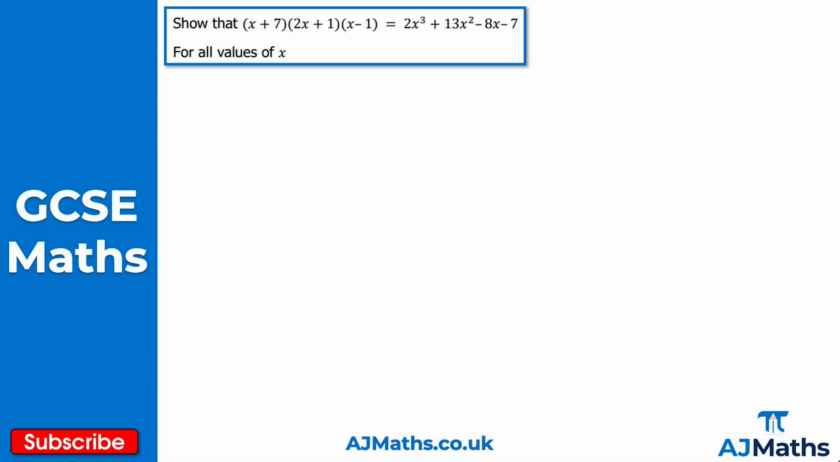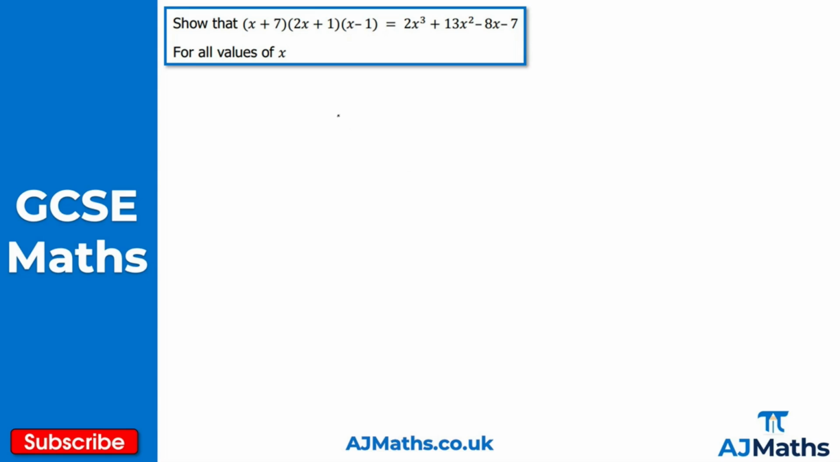Moving on to question 4 now, we're asked to show that this product here, these three brackets, is equal to 2x cubed plus 13x squared minus 8x minus 7 for all values of x. So this question looks a little bit different because it normally would say expand and simplify. But for this one here, it's a show that. So we've got these three brackets here. We want to show that we can write it like this. So in other words, it's just simply an expand and simplify question. It's just worded a little bit different.